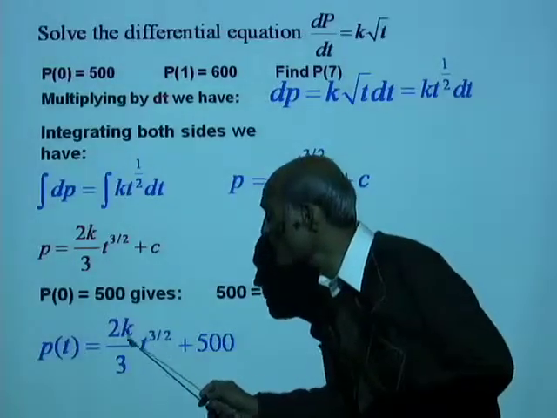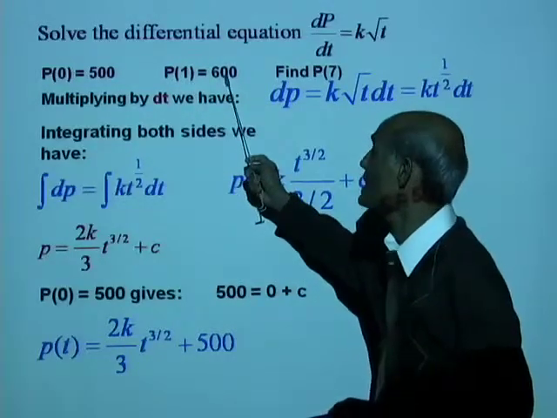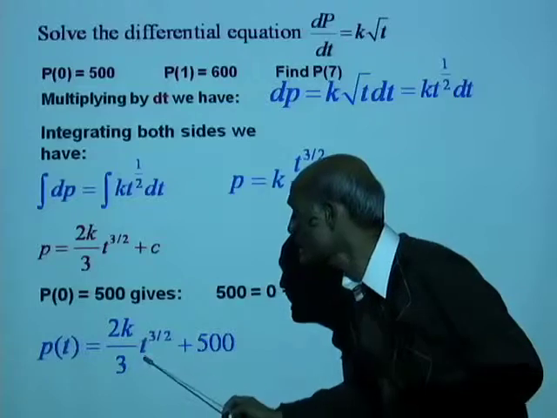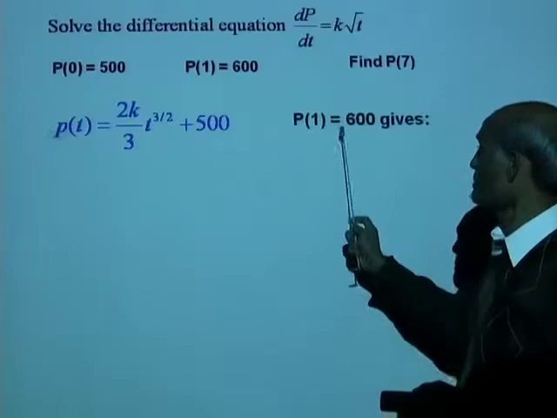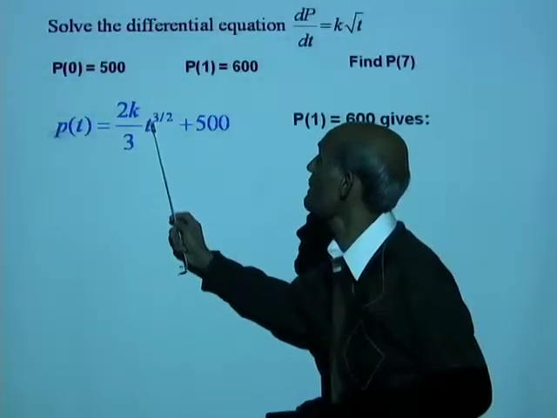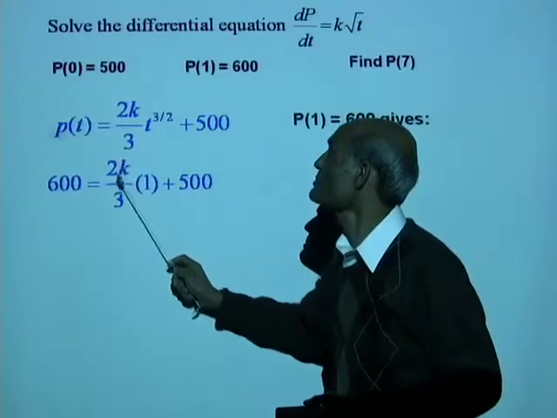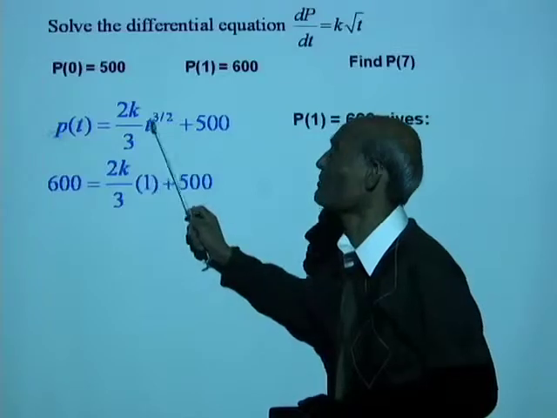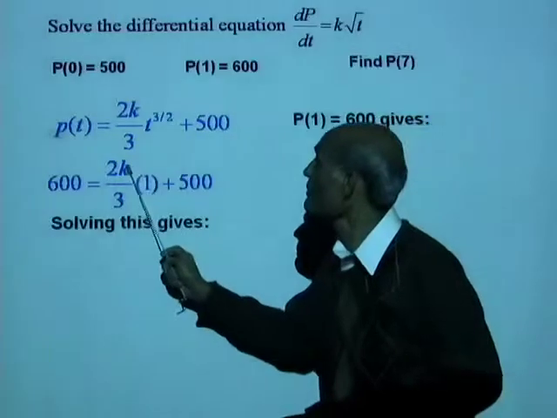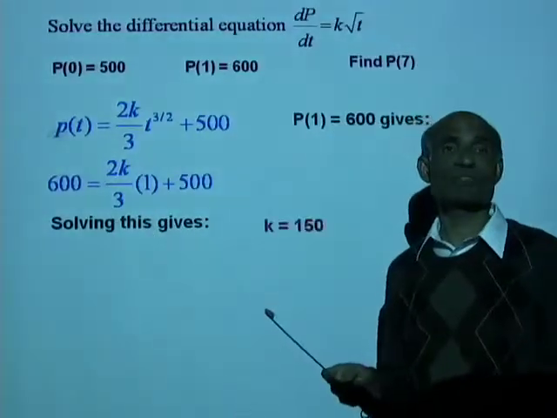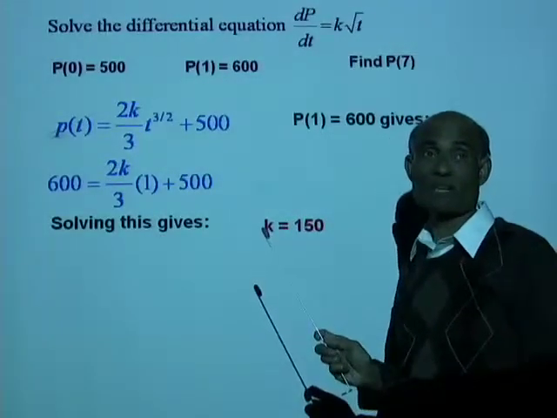Now we need to find the value of k. For that we use this condition. P of 1 equal to 600. When t equal to 1 is p equal to 600. Alright, let's do that. When t is replaced by 1, this p will be 600. That gives me 600 equal to 2k over 3 times 1. 1 to the power of 3 over 2 is 1, plus 500. Solve this for k. That's a simple equation for you to solve. Now try it on your own and see. I got k equal to 150.